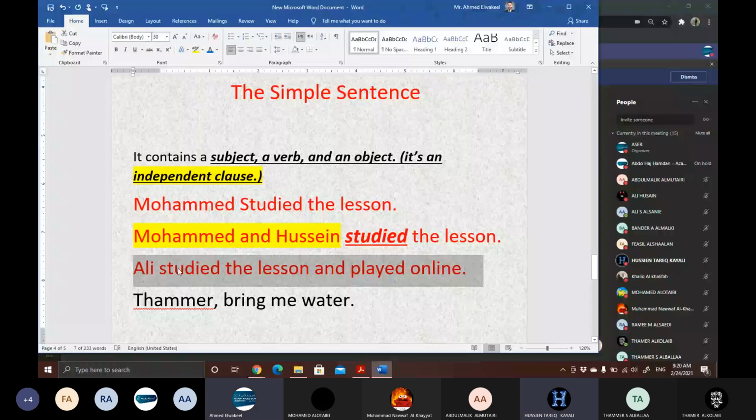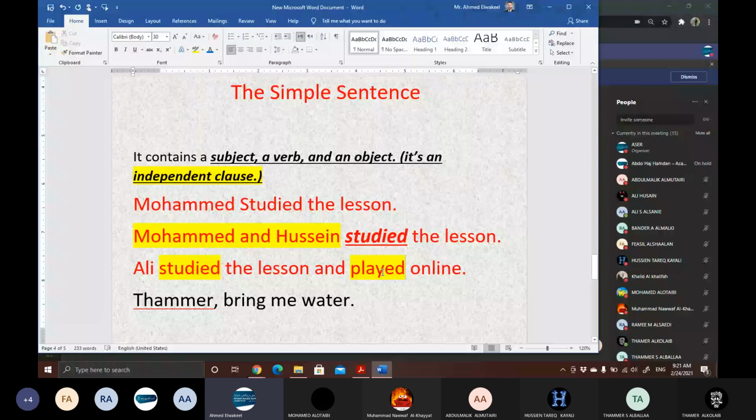It's a simple one. Why? Because it's a compound verb. Bravo. Excellent. So in this sentence we have Ali. Ali is the subject. Studied, verb. Lesson, object. And played. Played is what? Verb again. Another verb. So I have here a compound verb. I have just one subject, which is Ali, performing two action verbs. So the sentence is still a simple one.